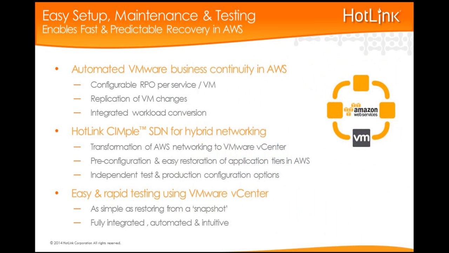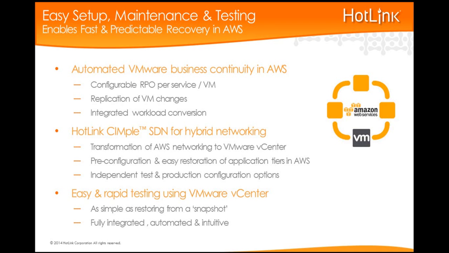Bar none, HotLink DR Express provides the easiest setup, maintenance, and testing of any business continuity solution. We have fully automated VMware business continuity in the Amazon public cloud with configurable recovery point objectives per service or virtual machine. This includes bidirectional workload conversion between VMware and AWS. In this release, we have introduced important software-defined networking features. HotLink's simple SDN allows you in advance to discover AWS networking and use it to mirror your on-premise environment. By pre-configuring network per virtual machine, you will be able to restore the application tiers automatically, and they will start uninterrupted as if a disaster never happened, thus shortening your RTO, restore time objective.